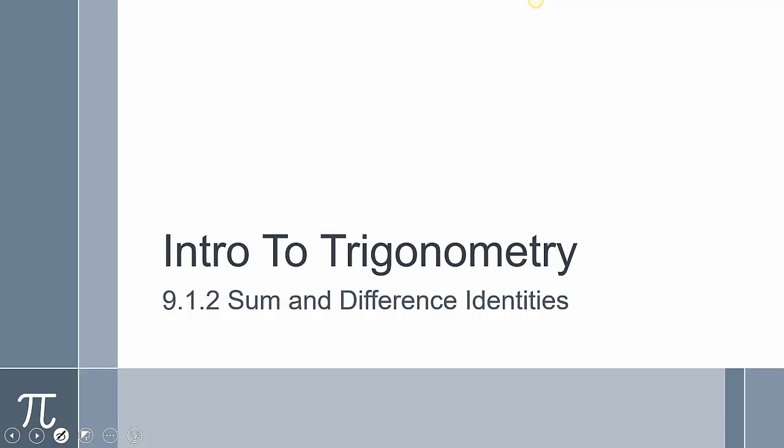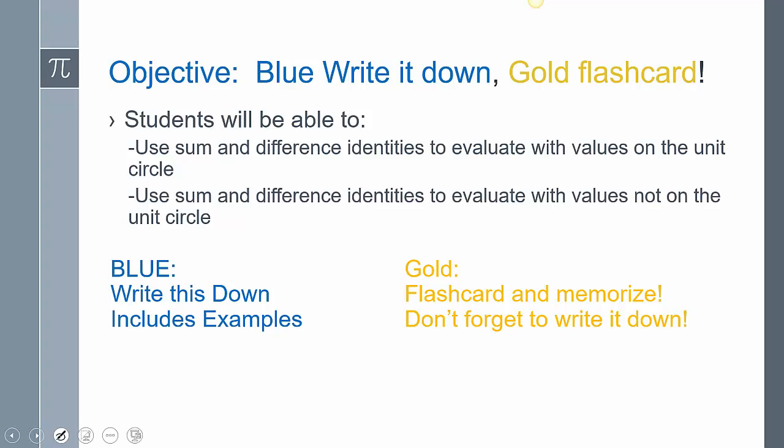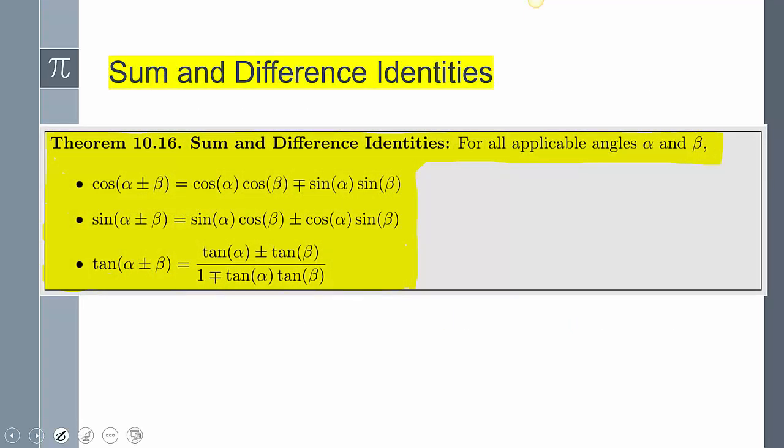This is lesson 912. We're going to take a look at sum and difference identities. So we're going to use sum and difference identities to evaluate with values on the unit circle, and then use sum and difference identities to evaluate values that are not on the unit circle. So these right here are our sum and difference identities.